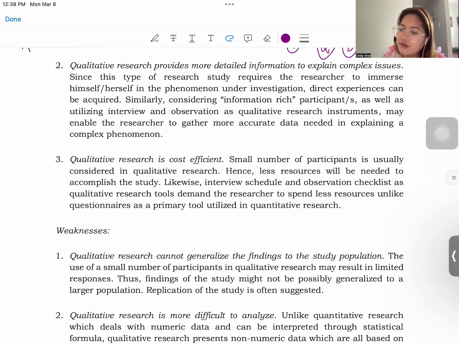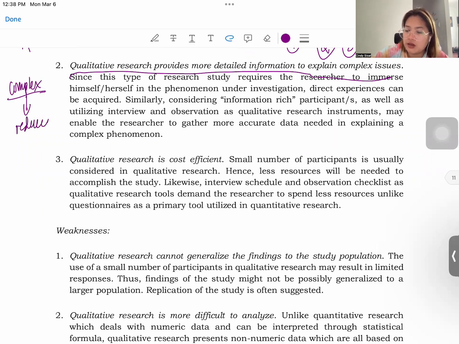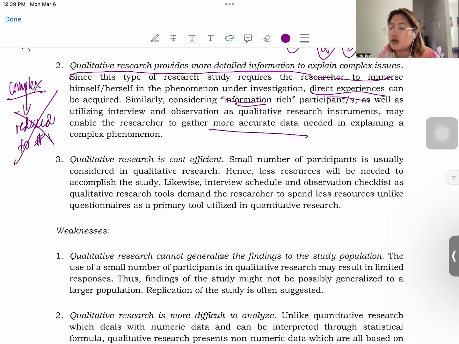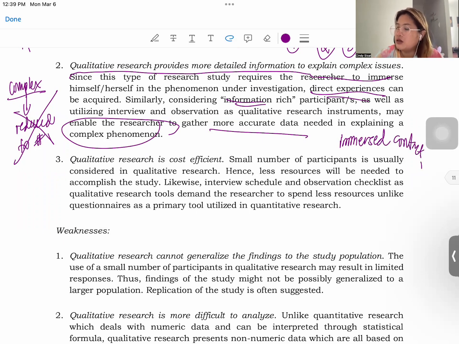So next, qualitative research provides detailed information to explain complex issues. So may mga issues that are highly complex that could not just be reduced by numbers. Okay? So that's not possible. So since this type of research requires the researcher to immerse himself or herself, direct experiences can be acquired. Similarly, considering information-rich participants as well as utilizing interview and observation as qualitative research instruments, this may enable the researcher to gather more accurate data, okay, to explain that complex phenomenon. Kumbaga ito is, yung researcher immersed siya and mas madami yung contact time compared sa quantitative.